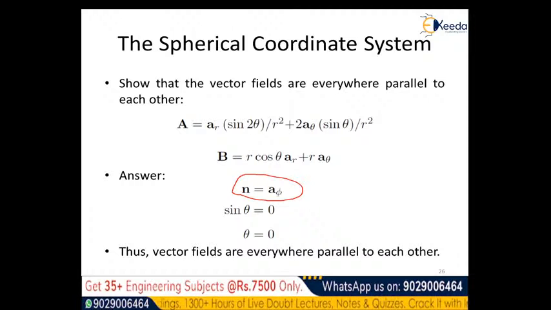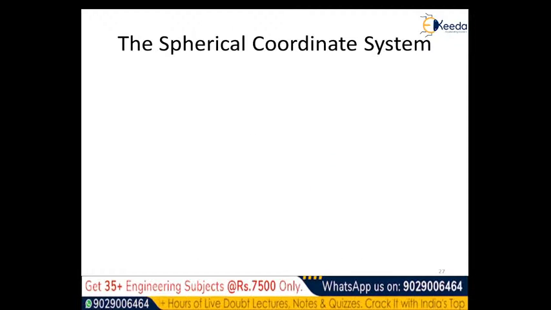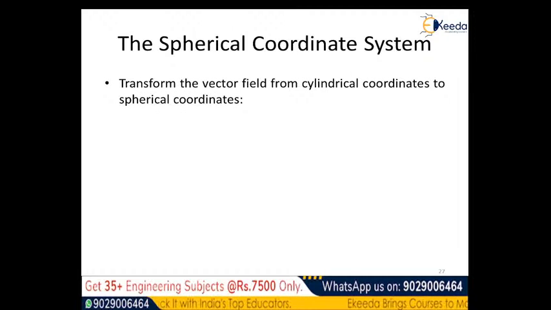Now let us have another problem for practice purposes. Let us take the problem statement which starts like: transform the vector field from cylindrical coordinates to that of spherical coordinates. The vector field is given to us and it is represented as capital H is equal to capital A by rho multiplied by a_phi. So we have been given this particular vector field.